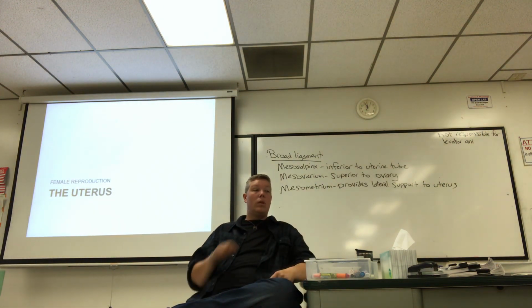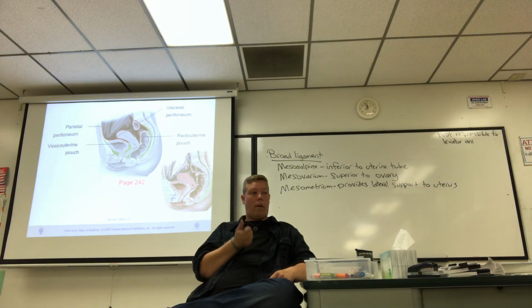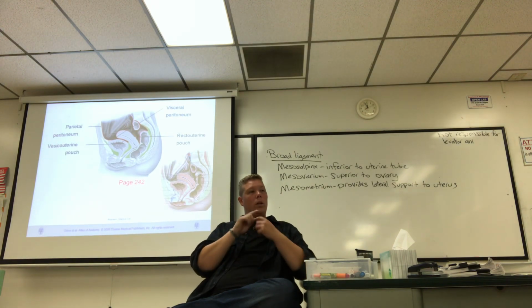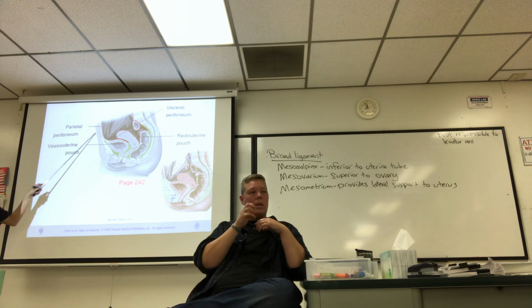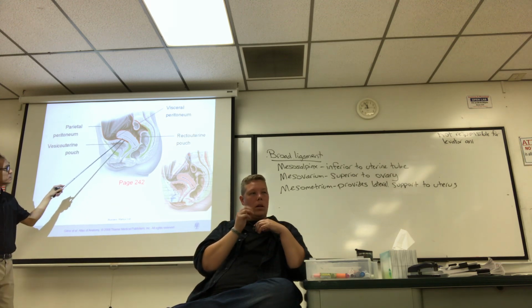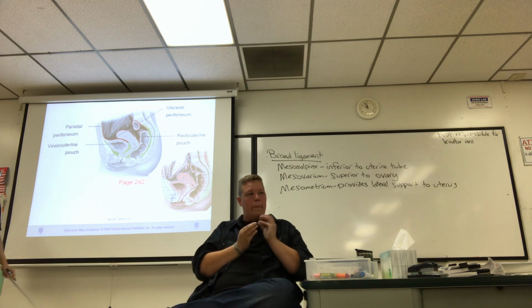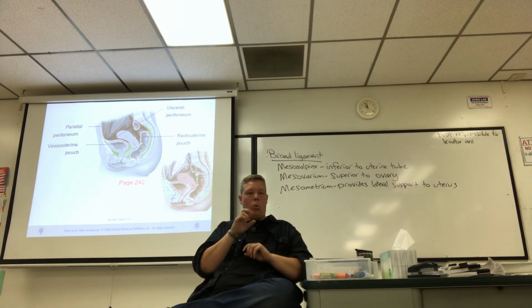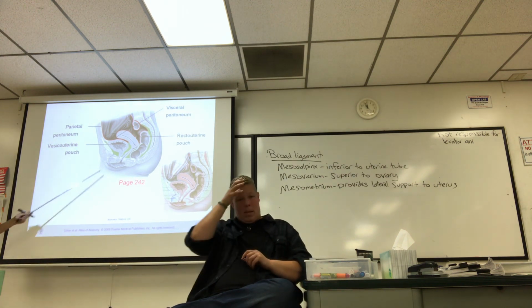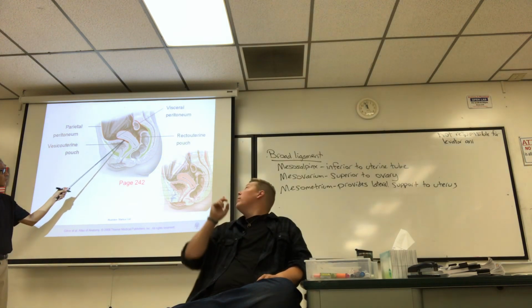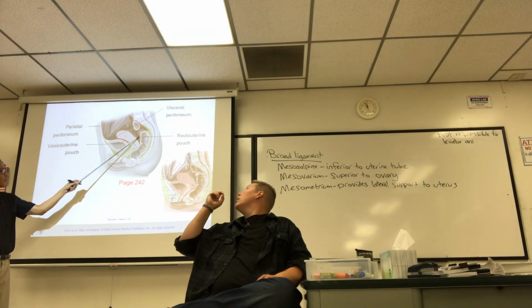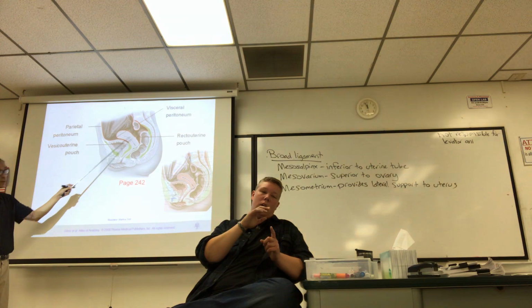The uterus itself, when it's covered with the peritoneum, creates these little pouches in front and in back. I teach these in the female, but not the male, because males do not have a uterus. So you should identify this little pouch as the vesico-uterine pouch, and this one as the recto-uterine pouch. One in front, one in back.